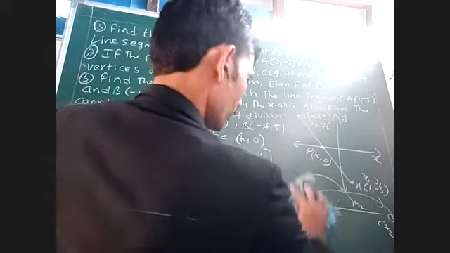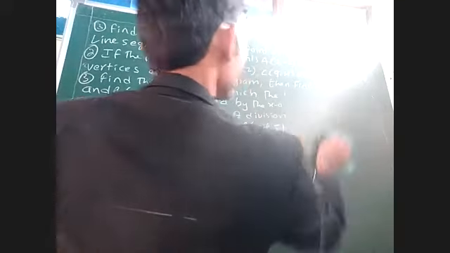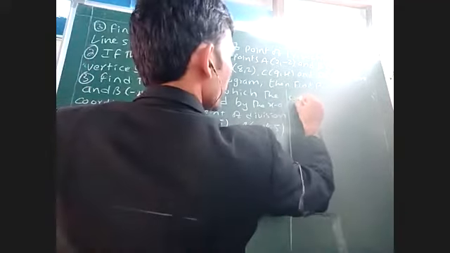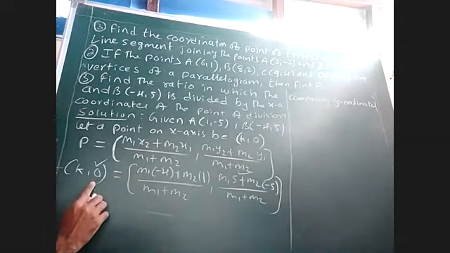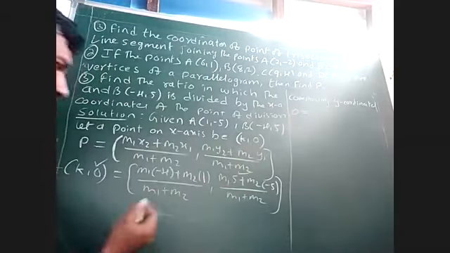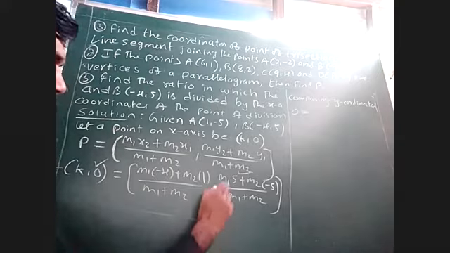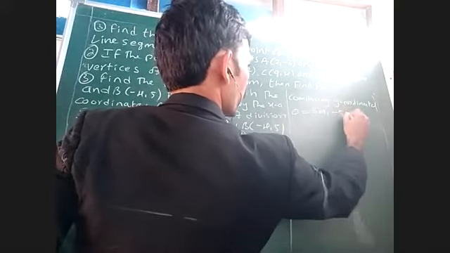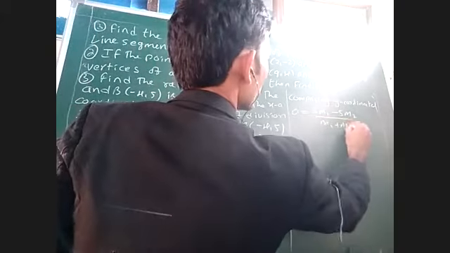Okay, so I'm going to erase this. First, comparing y coordinates. Here the y coordinate is 0. So 0 equals, here what are we having? 5m1 minus 5m2, whole divided by m1 plus m2.